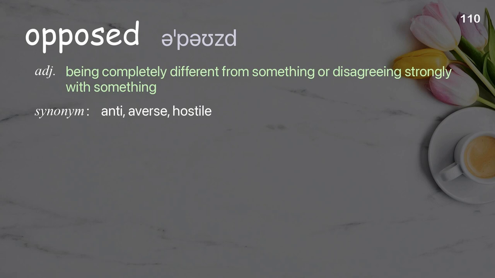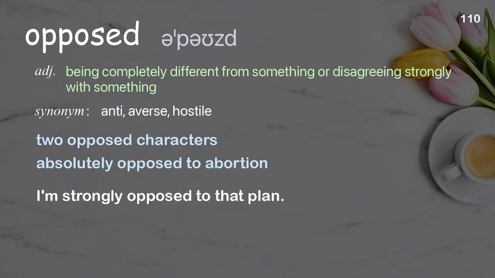Opposed. Being completely different from something or disagreeing strongly with something. Examples: two opposed characters. Absolutely opposed to abortion. I'm strongly opposed to that plan.